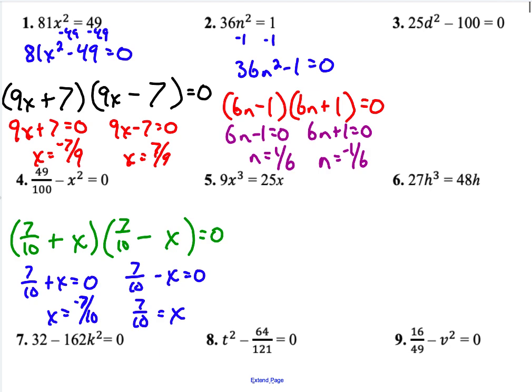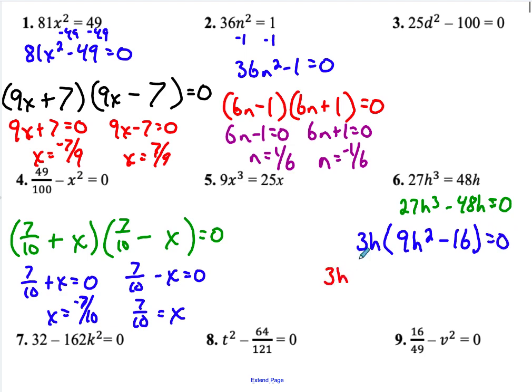So let's do number 6. 27h to the third and 48h. Well, first things first, let's get them both on the same side. Okay, neither of those are perfect squares, so let's see what we can divide out of both of them. Well, 27 and 48 can each be divided by 3, and I can take an h out of each of them. So I can factor an h and a 3. So I get 9h squared minus 16 is equal to 0.